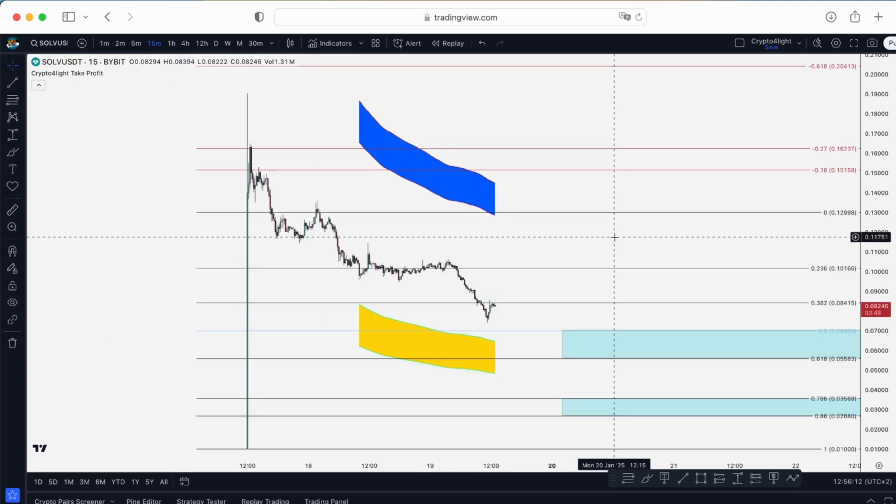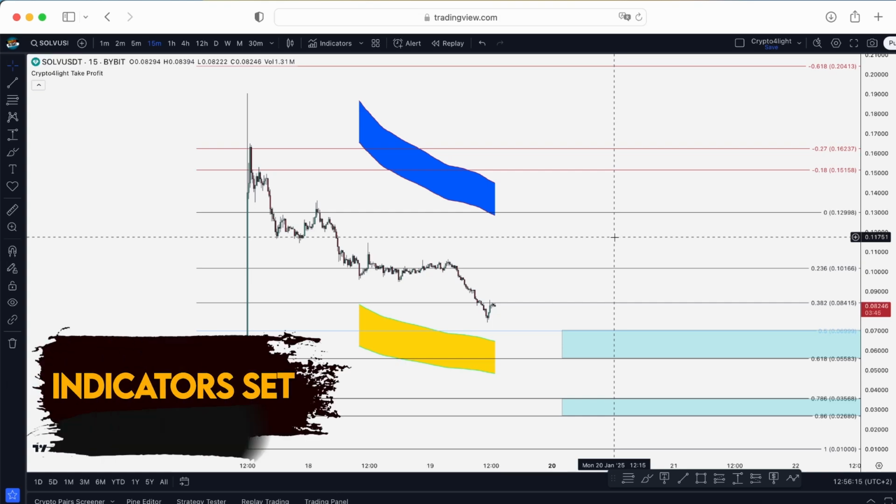Last week of January, beginning of February, I think we'll see one more opportunity to buy the altcoins again.